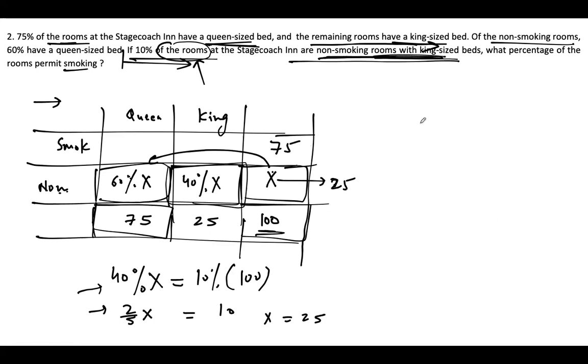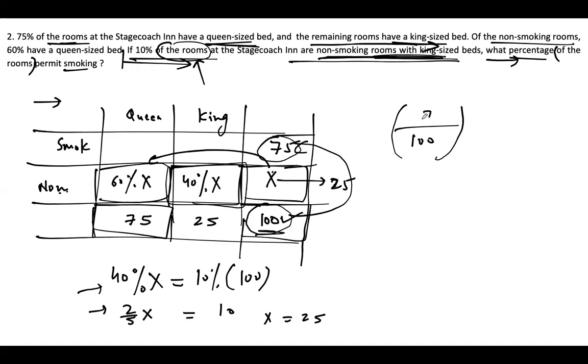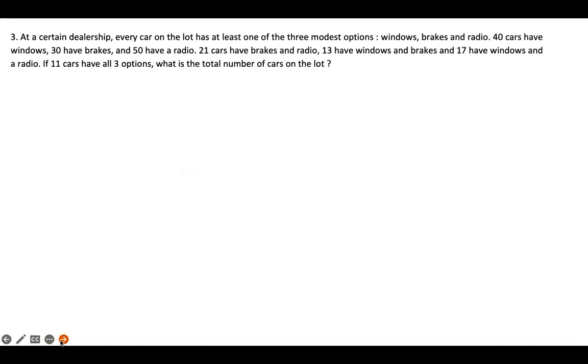If X is 25, what will be this value? 75. Now, please see what the question is asking. What percentage of the rooms permit smoking? What will come in the denominator? The 100 total rooms. And out of these rooms, how many permit smoking? 75. So 75 by 100, you need not multiply again by 100. As you know, 75 by 100 is 75%. Good.